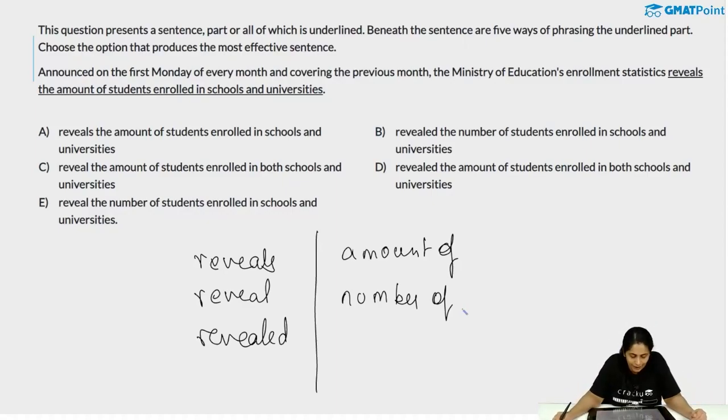Now, firstly, we know that this is something that occurs on the first Monday of every month. So since this is an ongoing thing, a periodical thing, we have to use simple present tense.